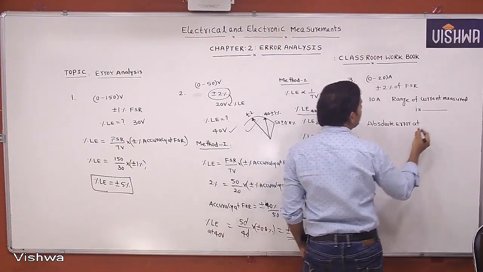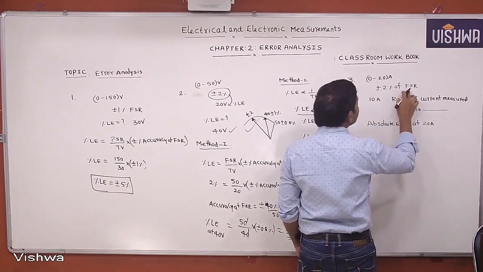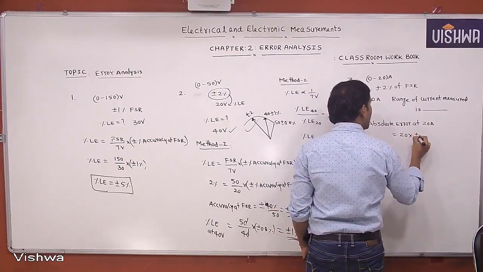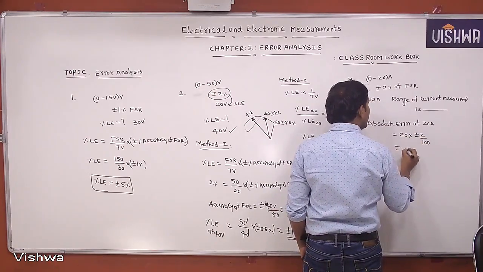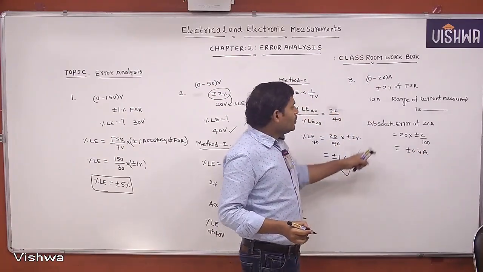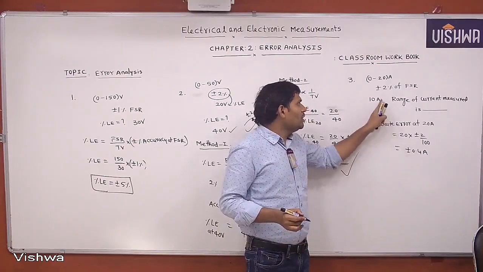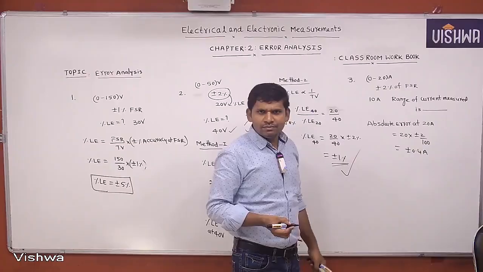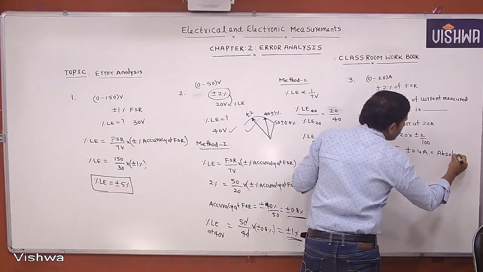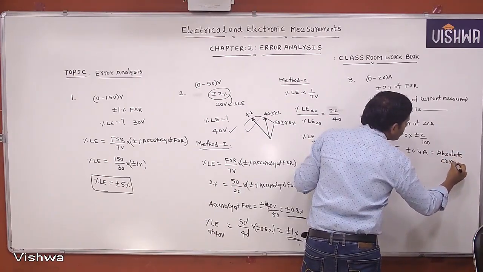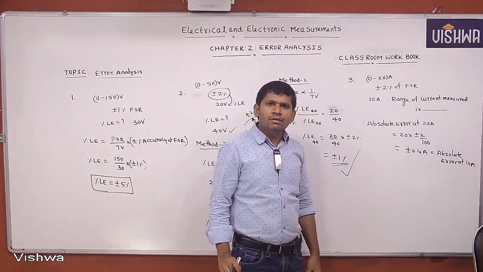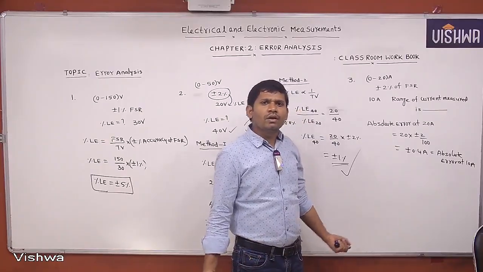What is the absolute error at 20 amperes equal to? Because this error is at full scale, with respect to 20 amperes it is given. Then 20 into plus or minus 2 by 100. Then how much do you get? Plus or minus 0.4 amperes. Once you know the absolute error at 20 amperes, the absolute error at 10 amperes is also 0.4 amperes. It is also equal to the absolute error at 10 amperes, because absolute error is a constant error.